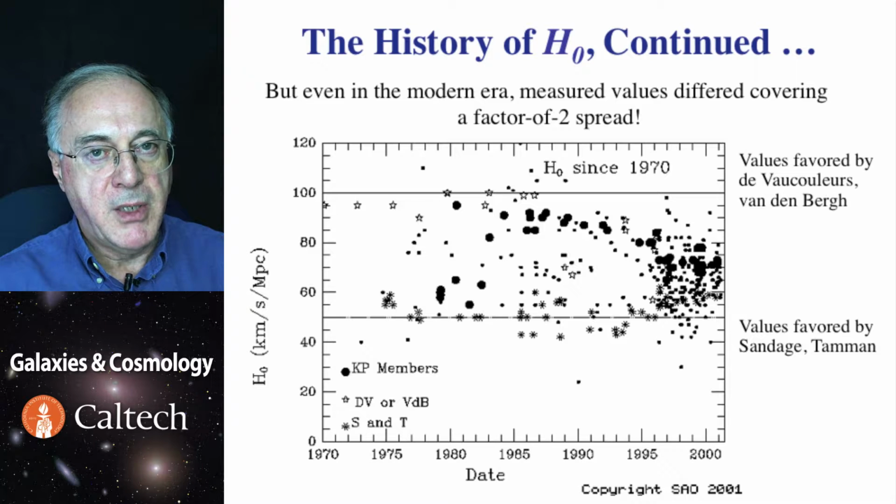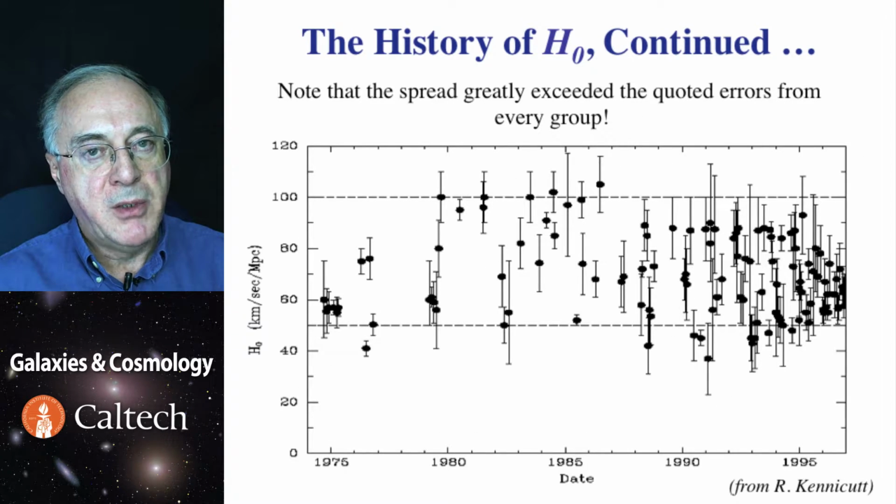The other one, led by Gerard de Vaucouleurs and his collaborators in Texas and elsewhere, pushed for twice that much, about 100 kilometers per second per megaparsec. And the two just could not come to an agreement. The reasons for this were they made different assumptions and used different calibrations, and things went like that until the 1980s. But even in modern days, the spread continued.